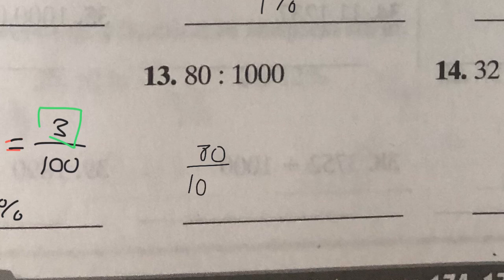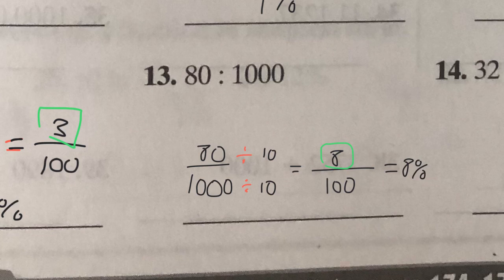80 over 1,000. I'm going to do this one. I think I'm going to ask my student to try the other one on his own, but I will give the answer to the other one. So we're doing the same thing. We want this to be 100, so we're dividing it by 10, and as a result, we end up with 100 down below, and the decimal moves once to the left. That turns the 80 into an 8, focusing once again on the numerator, and then all of a sudden we have the answer, also known as 8%.